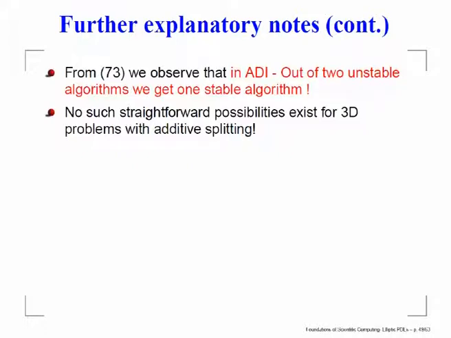Now, this was possible because we are looking at a two-dimensional problem, and the operator that we had, we could split it additively, and we could do those things so symmetrically the error cancelled out to give us a stable method.